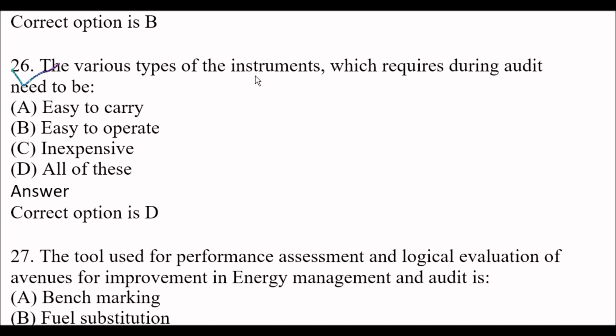Option C, inexpensive. Option D, all of these. Right answer is option D, all of these.